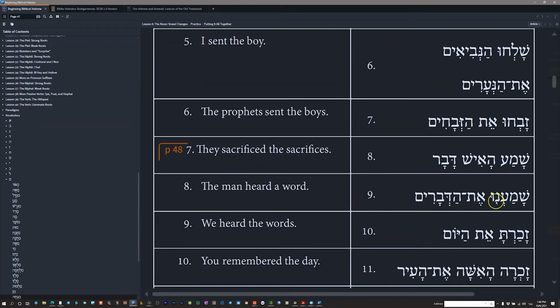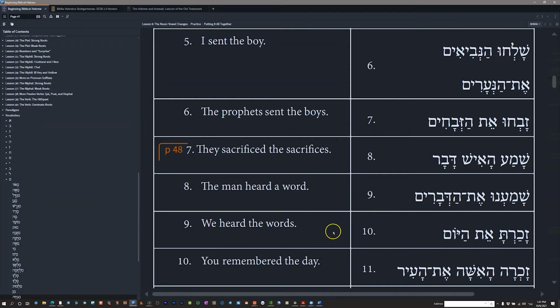Number 9, we've got shama with the nu suffix. This is 1CP, so this would be we heard. The next word is a noun. It is the definite direct object. So again, no explicit subject here. We're just going to use we. So English wants its subject first, so we can go ahead and write down we, and then we'll go for the verb, shamanu. Shamanu means heard. We heard. Heard what? Et answers the question of what we heard, and that is ha-devarim. Devarim is the plural form of davar, so this is the words or the messages.